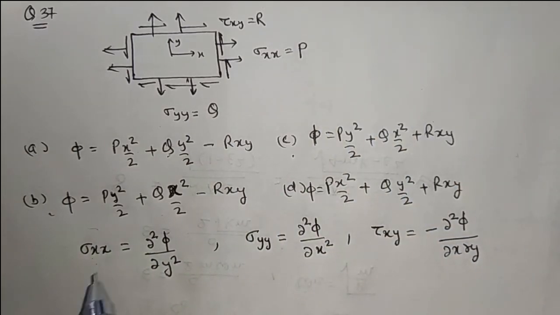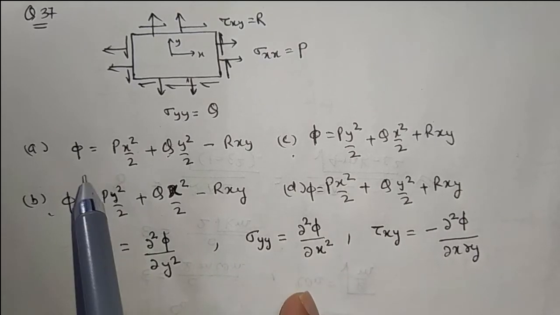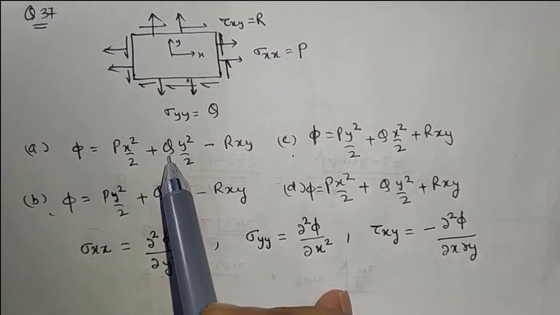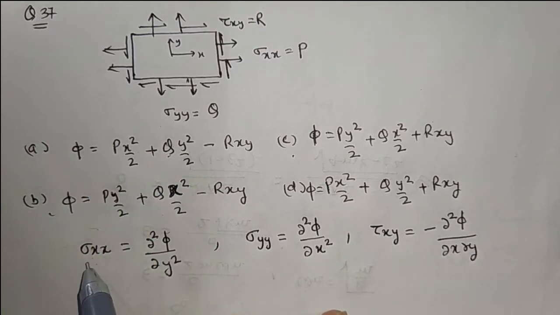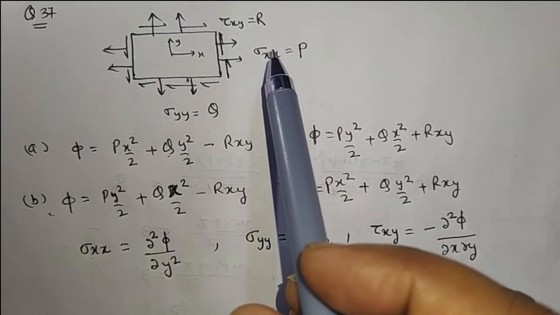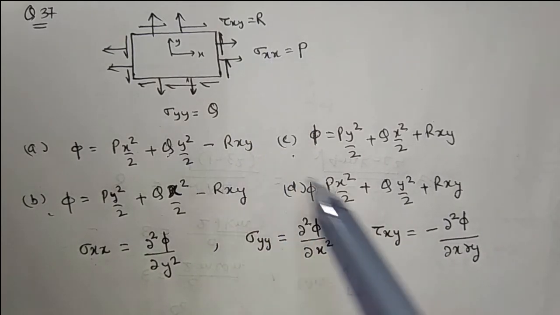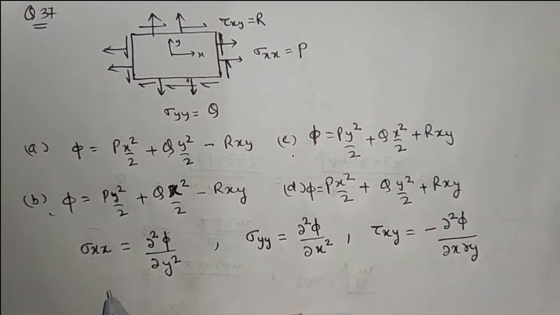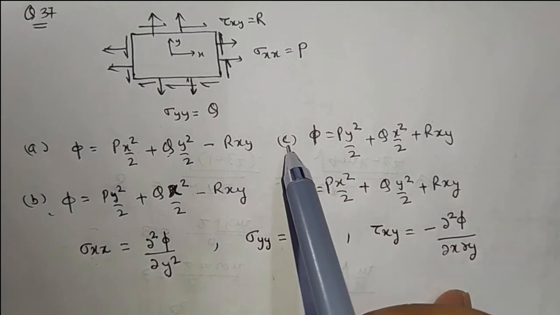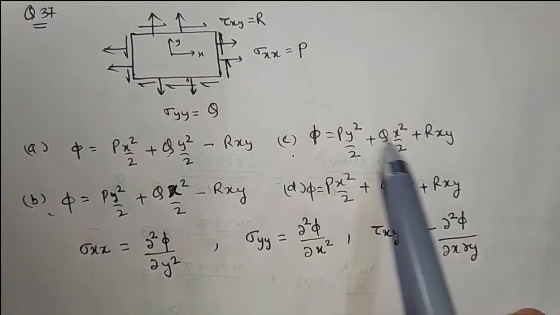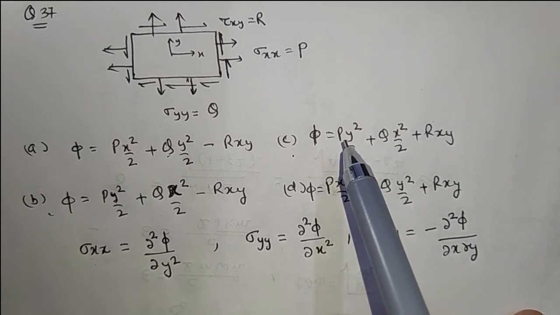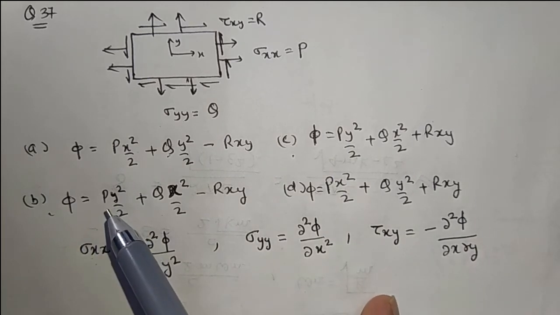So if we differentiate option A with respect to y two times, it will give the value of Q, but sigma x is equal to P given in the question. So this option is wrong. Similarly, this option is also wrong. So we have to choose from C and B. If we differentiate option C with respect to y two times, it will give the value of P, and this option will also give the value of P.